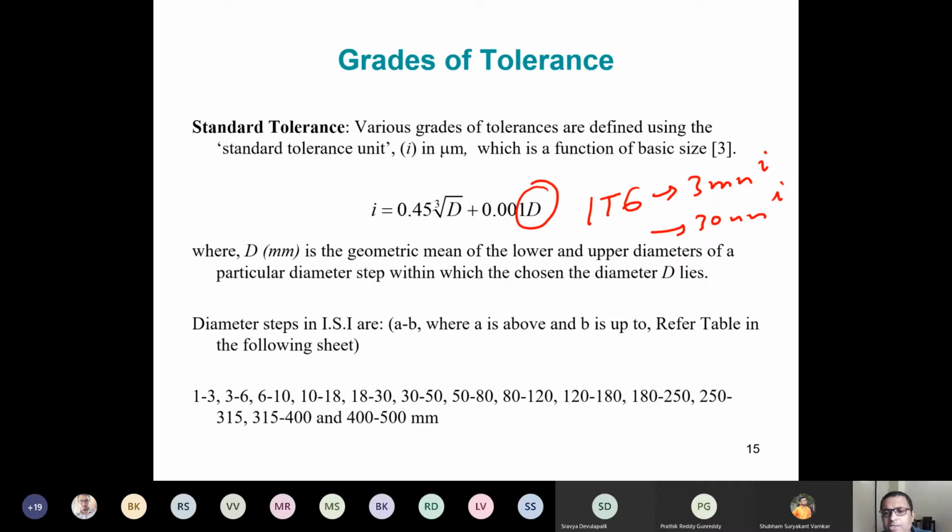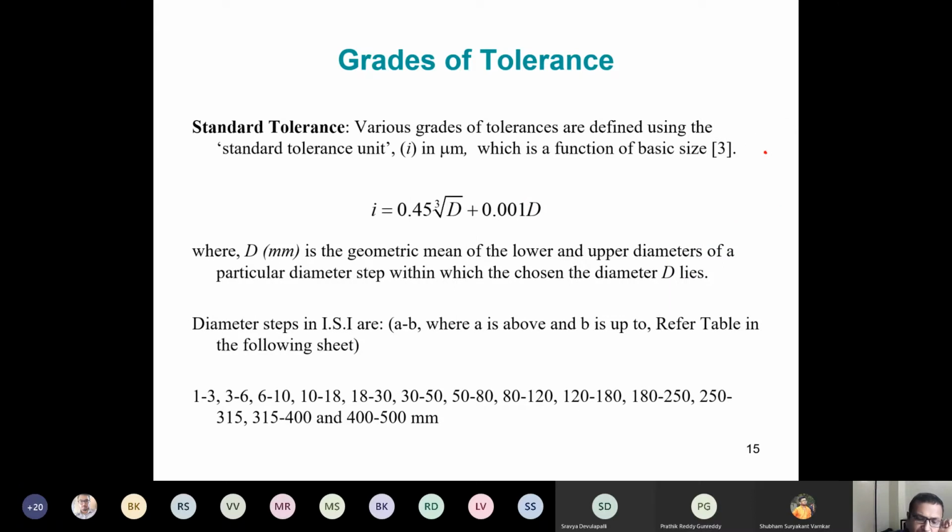And this is important because your tolerances should always be a function of your dimension. You cannot have tolerances independent of dimension. If I have a 10 mm thing, my tolerances should take into account the actual size. And that's exactly what this thing does. Okay.